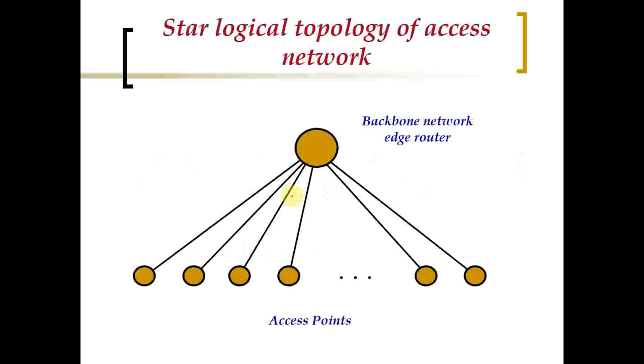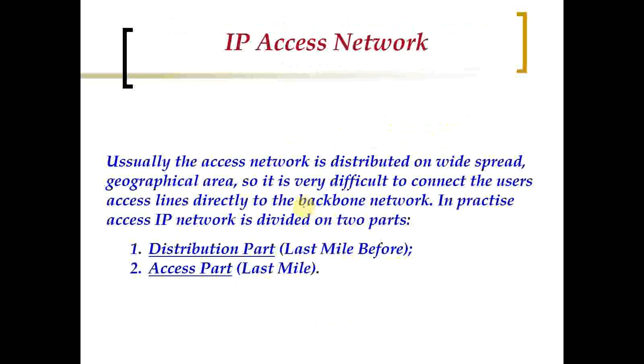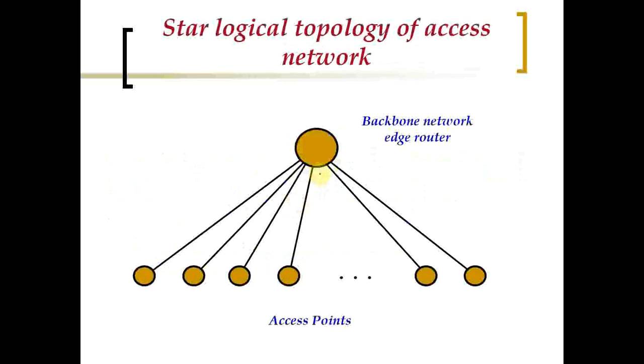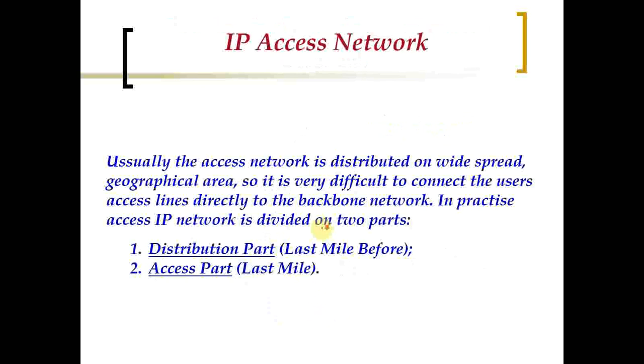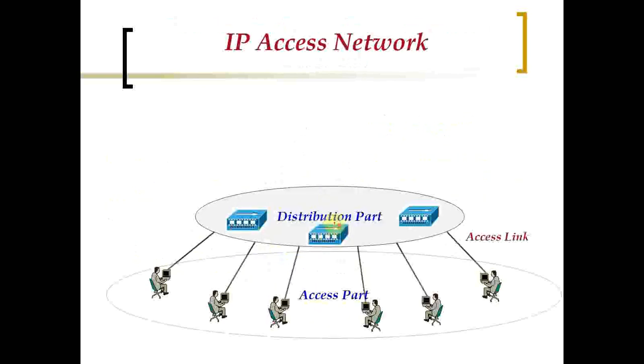So distribution will be, for example, the backbone nodes with the distribution nodes. This is going to be the last mile before. So if, for example, we have another router, a distribution router here, this would be the part where the connections will be distributed among the users, and this is the last mile before, and here is going to be the last mile as the access for the final users. And this is exactly how it's going to look.